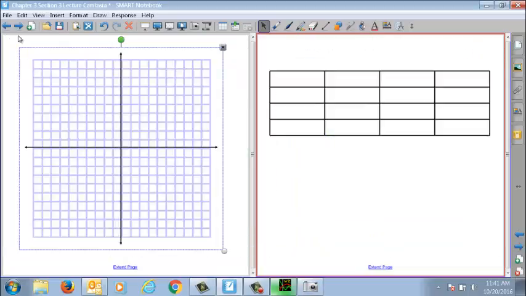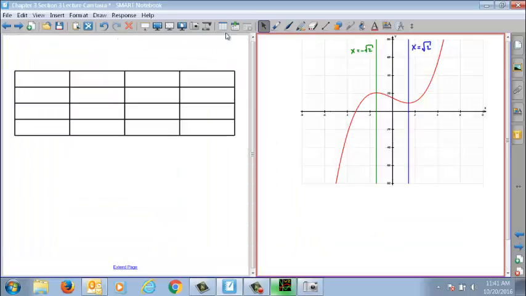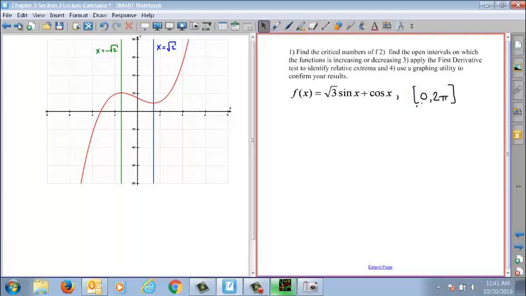Okay, I already have a graph. Got the table, here's the graph, and we're done.